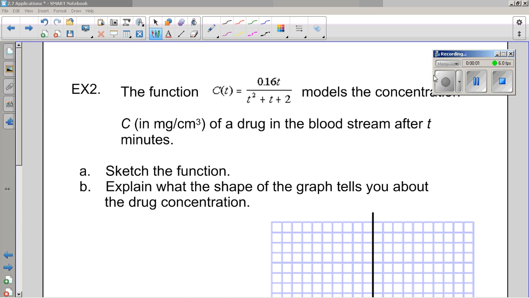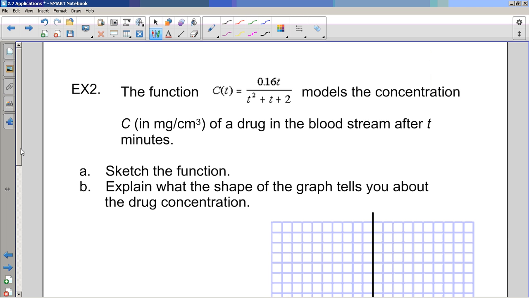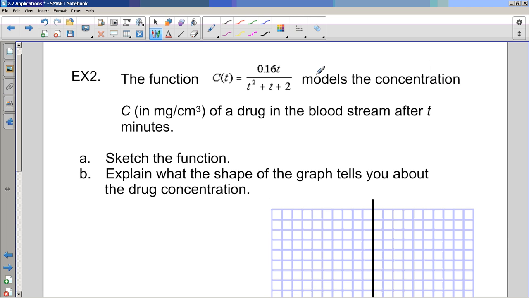All right, back for part two of the applications lesson. This is one of the ones where, instead of like the last one where we had to come up with our own equation, the equation's given to us, and then we have to just answer some questions and interpret and all that other business. So the function models the concentration, in milligrams per centimeters cubed, of a drug in the bloodstream after t minutes. So this is a bit of a biology, medical type one.